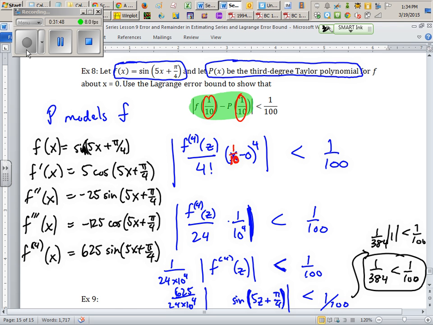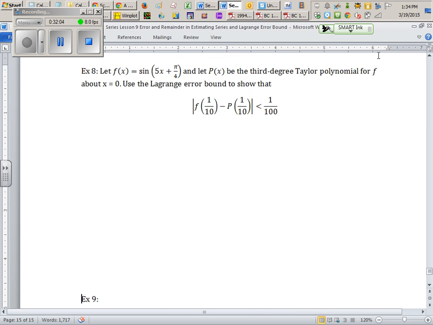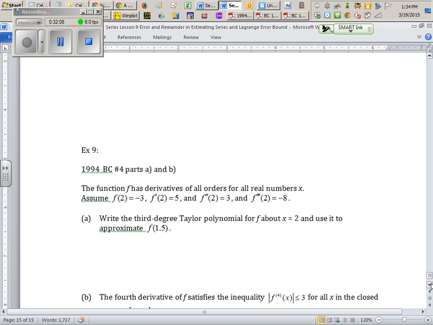Why maximize sine of 5z plus pi over 4 when you can just consider maximizing sine? If the statement's true, you're done. Okay, so there is the proof that we've got something less than 1/100th. Interesting argument. It's a tough one. I doubt very many people got a 9 out of 9 on that free response problem.